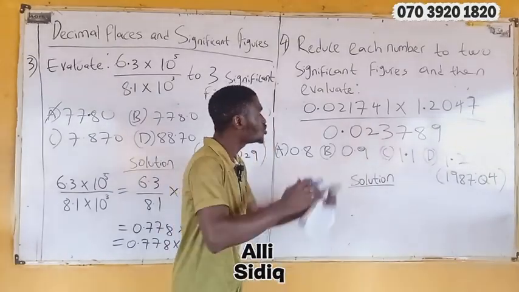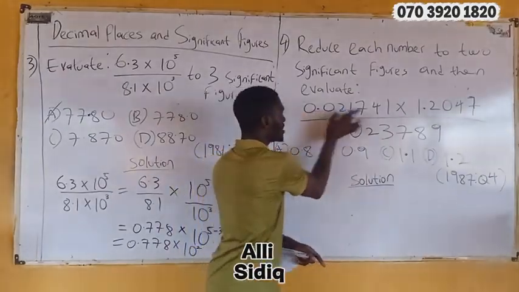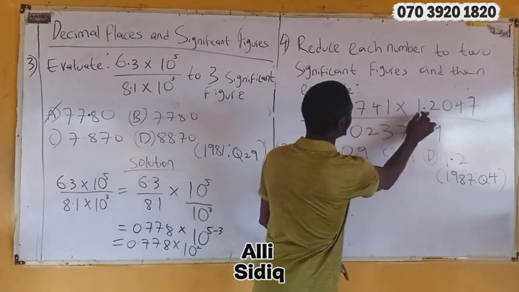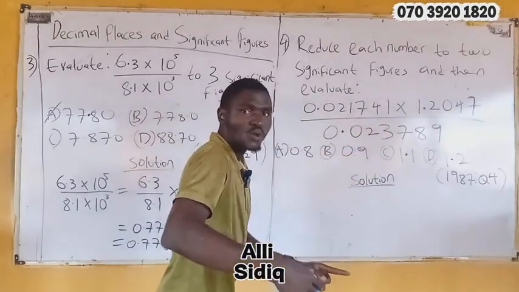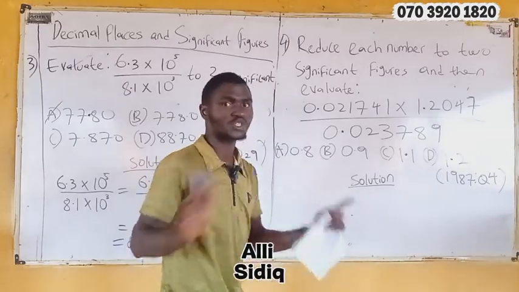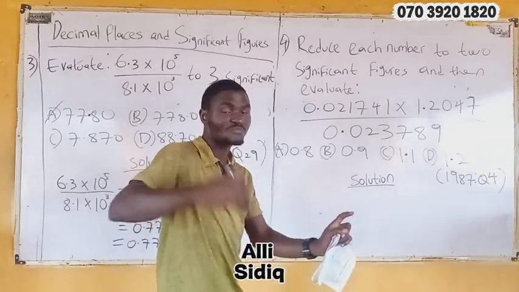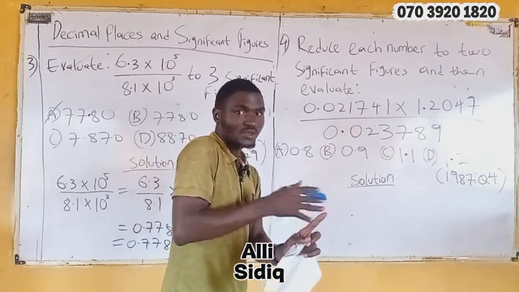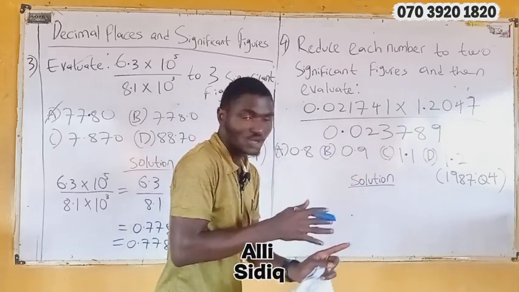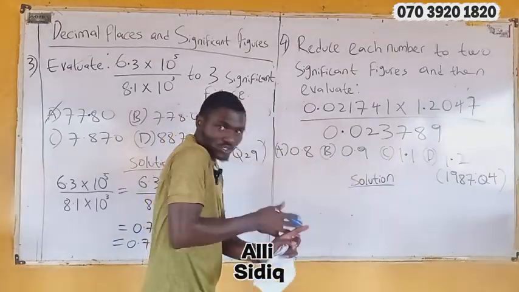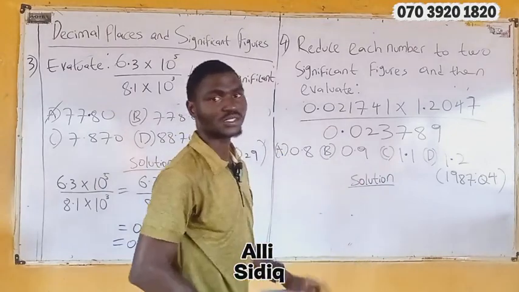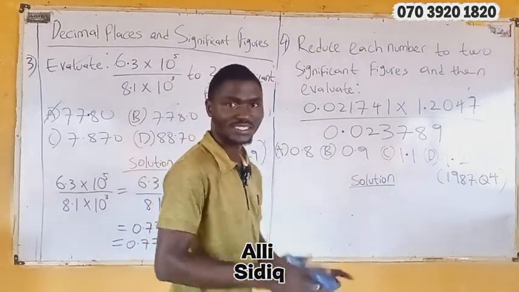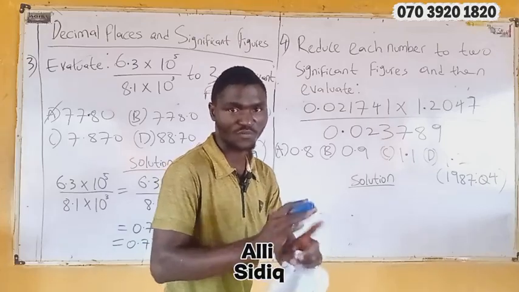It means you first of all reduce everything here to 2 significant figures. After which you now evaluate, meaning you do your normal multiplication. You know, in the previous example we have been doing, we evaluate first before we now take it to a particular significant figure or decimal place. But here, you take it to significant figure first before you now evaluate. You can see JAMB has their own way of playing things.